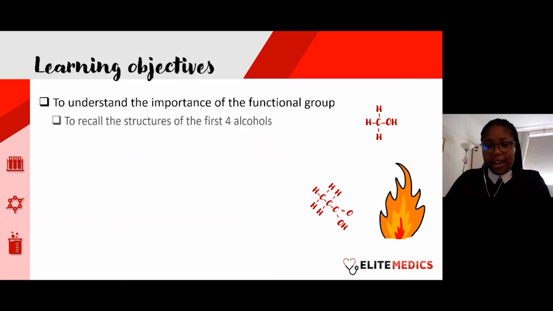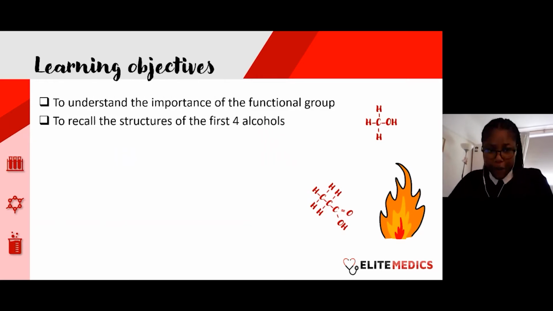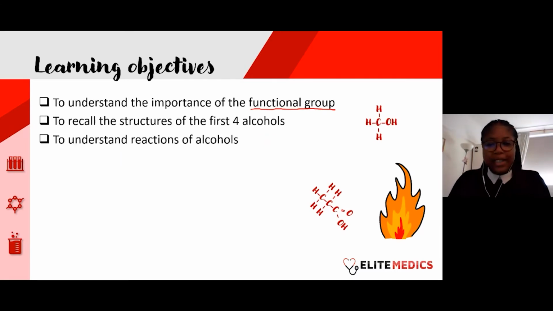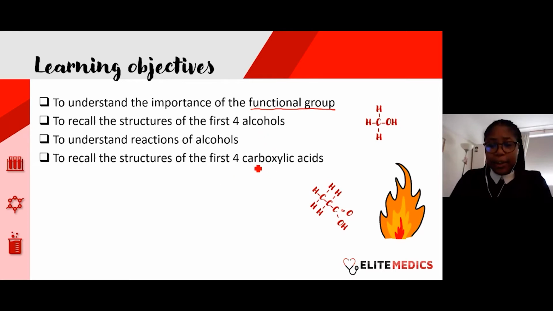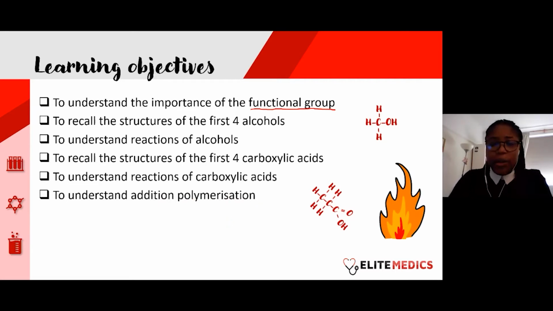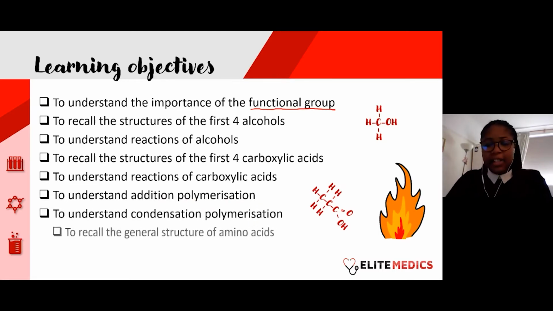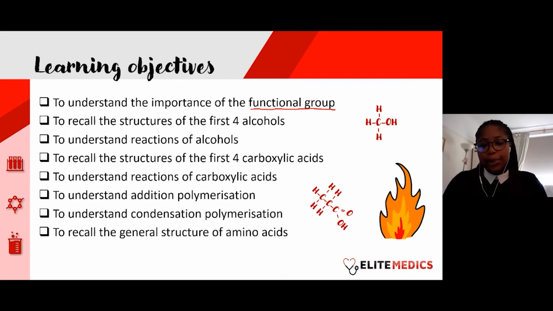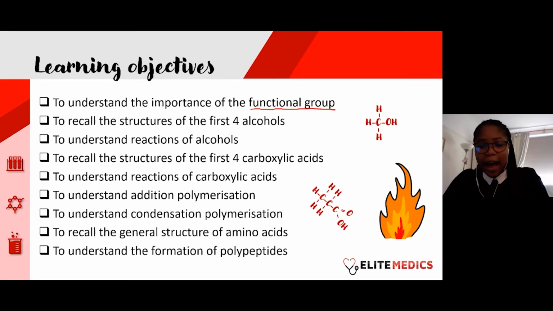By the end of the day, there is a list of things that I'd like all of you to be able to do. I'd like all of you to understand the importance of something called a functional group. I want you all to remember what the structure of the first 4 alcohol compounds is, and to know what type of reactions compounds from the alcohol group take part in. Similarly with the carboxylic acid group, I want you to know the structure of the first 4 compounds and the types of reactions they take part in. Polymerization is a type of reaction we're going to look at, which I would like all of you to understand by the end of today. And we're going to look at amino acids to end with, so I'd like you all to remember what the structure of an amino acid is, and a reaction that they take part in, which is called forming polypeptides.